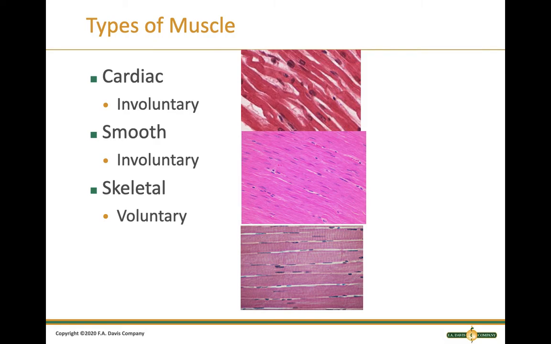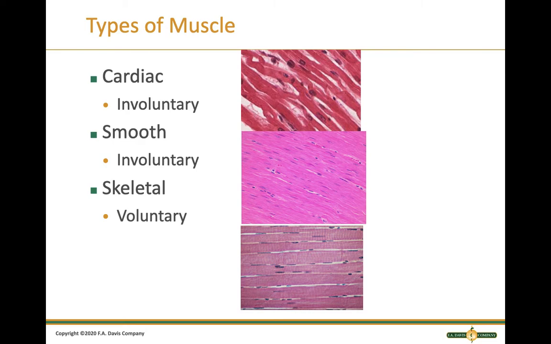Types of muscle in the body. Cardiac muscle is involuntary. It does have striations. It's found in the heart. It pumps the blood. Smooth muscle is also involuntary. We don't consciously control it. It does not have striations. It is found lining organs like your stomach and intestines. It's also found lining many blood vessels.